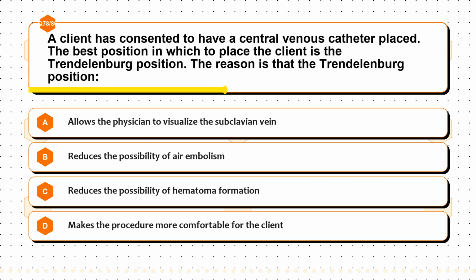Option A. Allows the physician to visualize the subclavian vein. Option B. Reduces the possibility of air embolism. Option C. Reduces the possibility of hematoma formation. Option D. Makes the procedure more comfortable for the client.